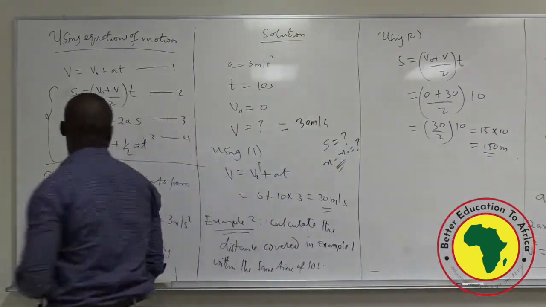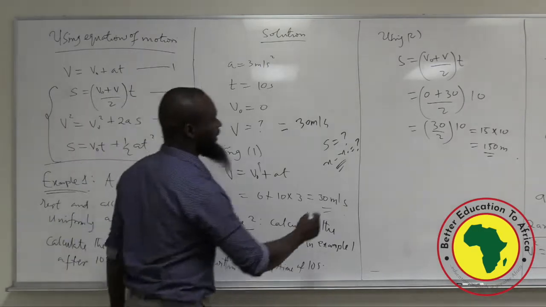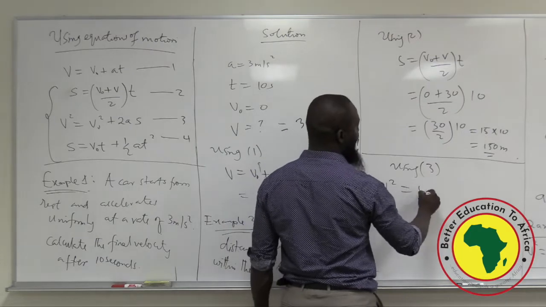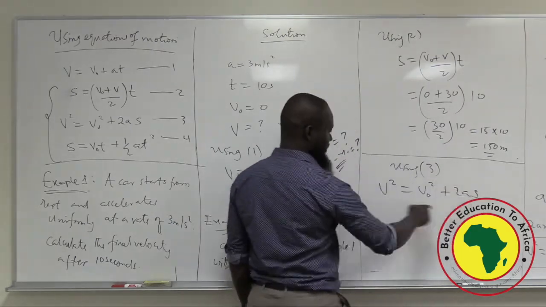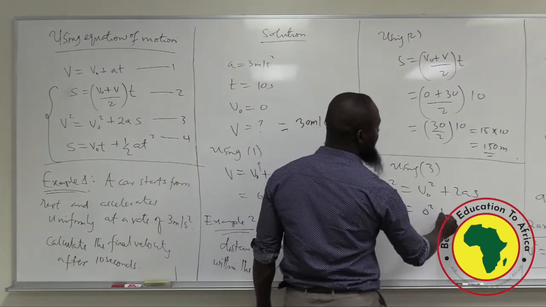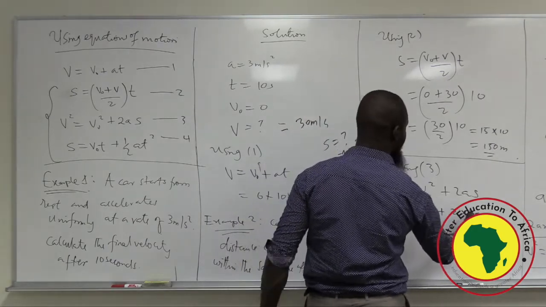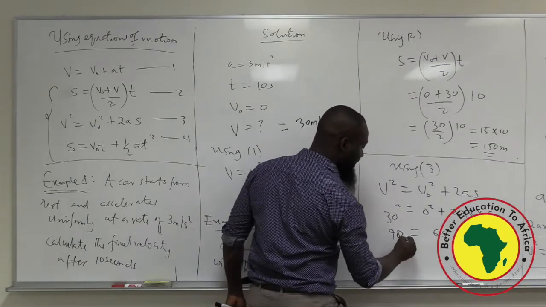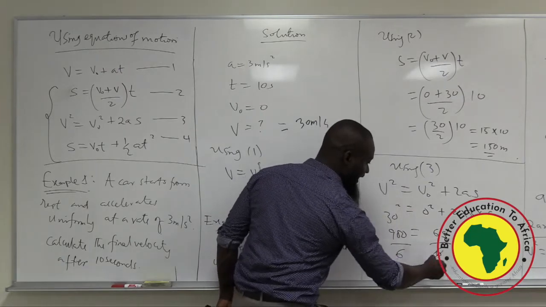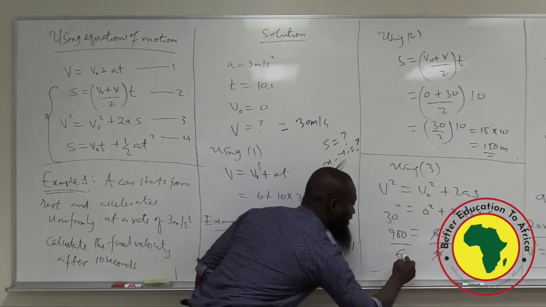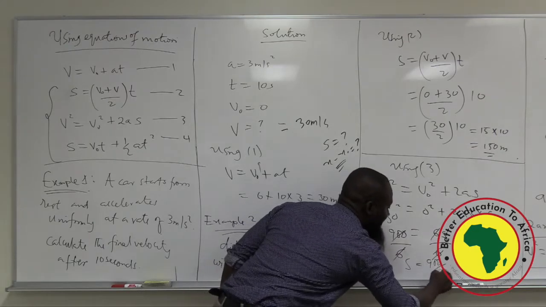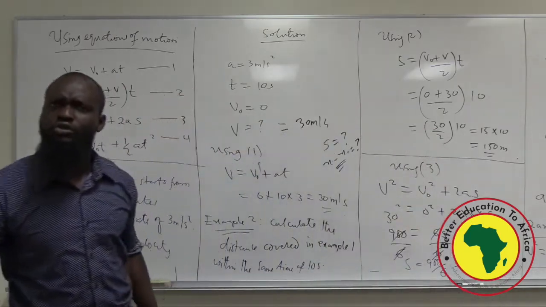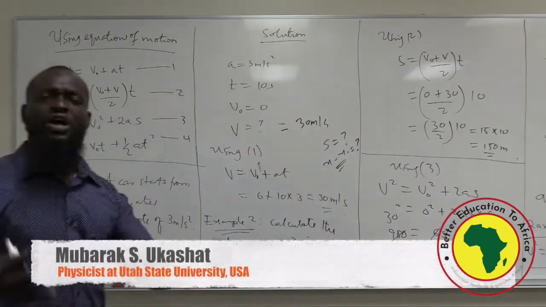Somebody else might say, no, I don't want to use this equation. I want to use another equation. Let's use equation 3. Using 3, V squared is V naught squared plus 2AS. So I put V squared, 30 squared, 0 squared, plus 2 times acceleration, which is 3, times S. So 0 plus 6S, 30 squared is 900. Divide both sides by 6, and 900 divided by 6 still gives you 150. It doesn't matter which equation you use, so long as you have all the variables, all the parameters you require in that equation.